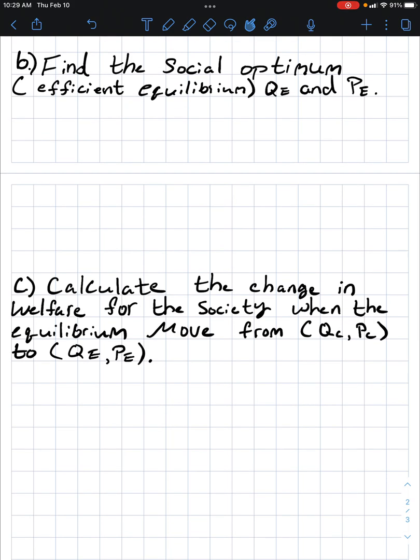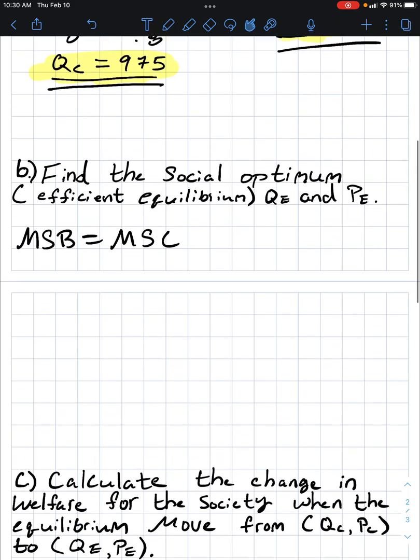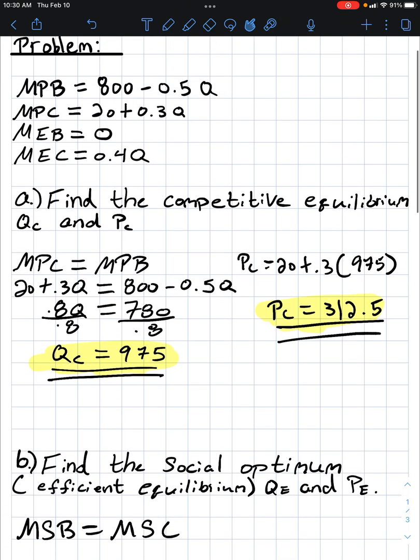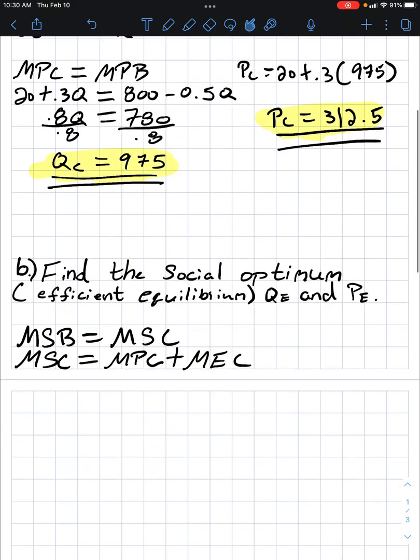Now, part B. Find the social optimum efficient equilibrium QE, PE. To do that, we need to set our marginal social benefit equal to our marginal social cost. We are not given a marginal social cost. So how do we solve for it? Well, a marginal social cost is equal to a marginal private cost plus a marginal external cost. So we are given both of these values.